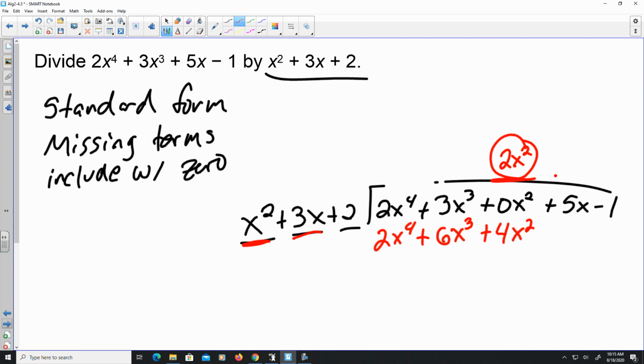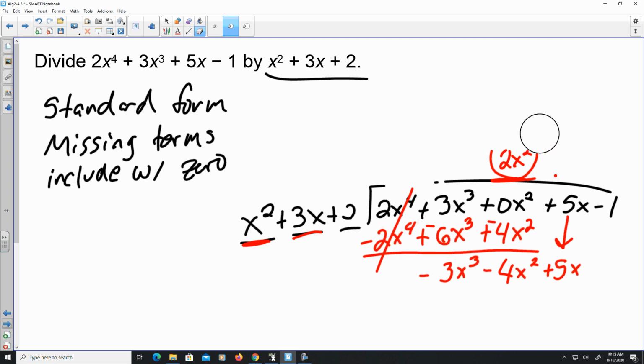So all you're going to do now is change the sign. This is minus, this is minus, this is minus. This should cancel. This becomes negative 3x to the third. This becomes minus 4x squared. And now we drop down here. This is my plus 5x. And now we go through the process again with the next value.